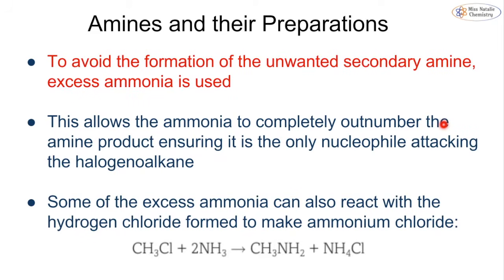So what we do to avoid this unwanted secondary amine is we use a very large excess of ammonia. This allows us to ensure that there is no competition for the reactants by the primary amine, and the only nucleophile that's going to be attacking the halogenoalkane is the ammonia. So we want to completely outnumber it. Now, some of the excess ammonia can also react with the hydrogen chloride, and we're going to form ammonium chloride.